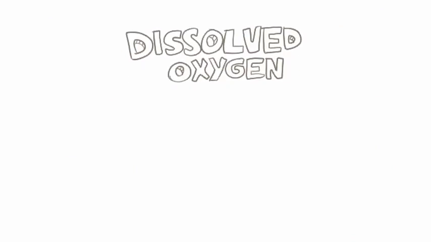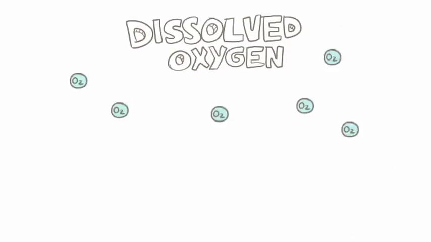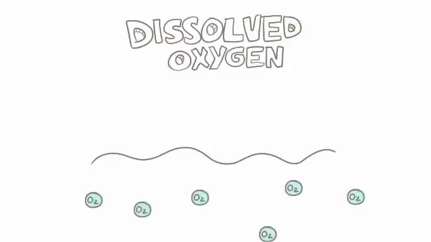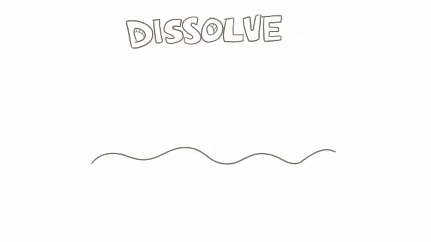Dissolved oxygen is just what it sounds like. It's oxygen that's dissolved in water. But what does it mean for something to dissolve? If you've ever mixed sugar in water, you've noticed that the sugar seems to disappear.